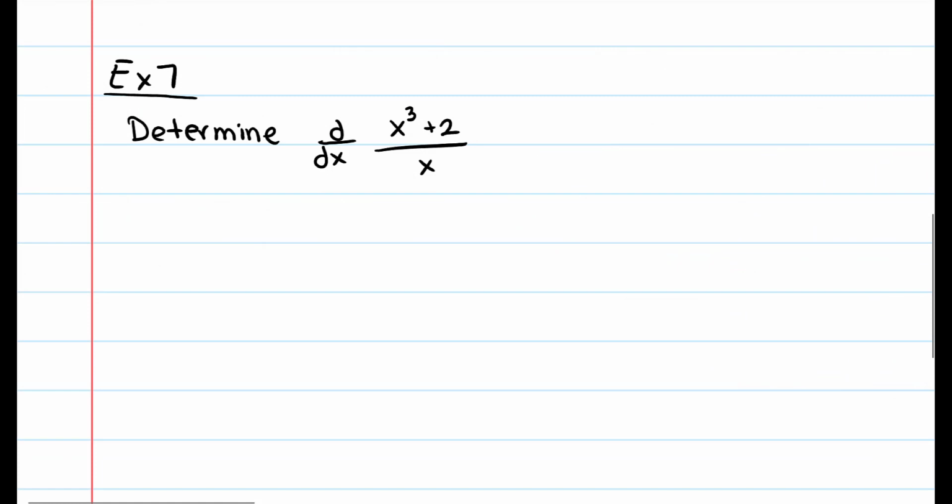In example 7, we're going to determine the derivative of x cubed plus 2 all divided by x. So in order to do this, we're going to split up our function into two different terms. So this becomes x squared plus 2x to the negative 1 power.